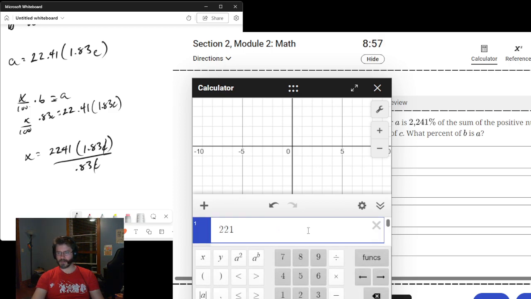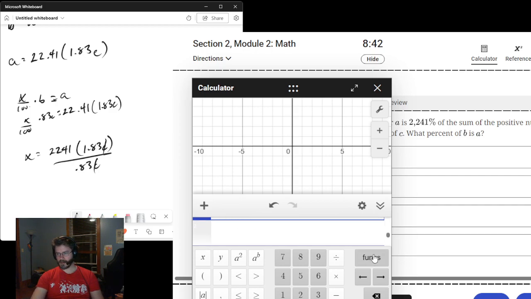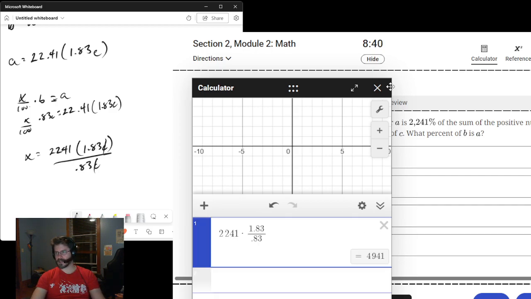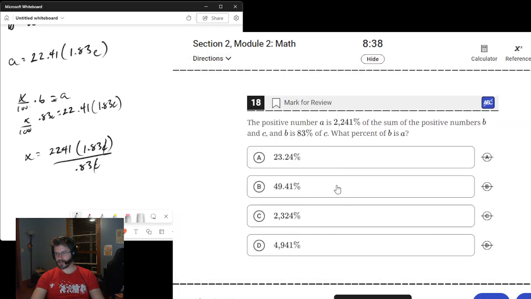Okay, 2241 times 1.3, all divided by 0.83. Gives us the nice round number of 4941. And I already did consider for the percentage, so yes, I believe that is our answer.